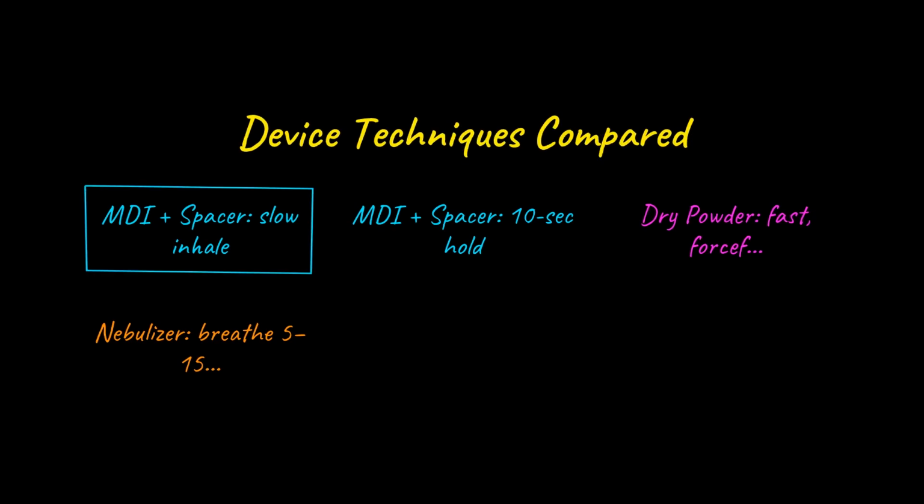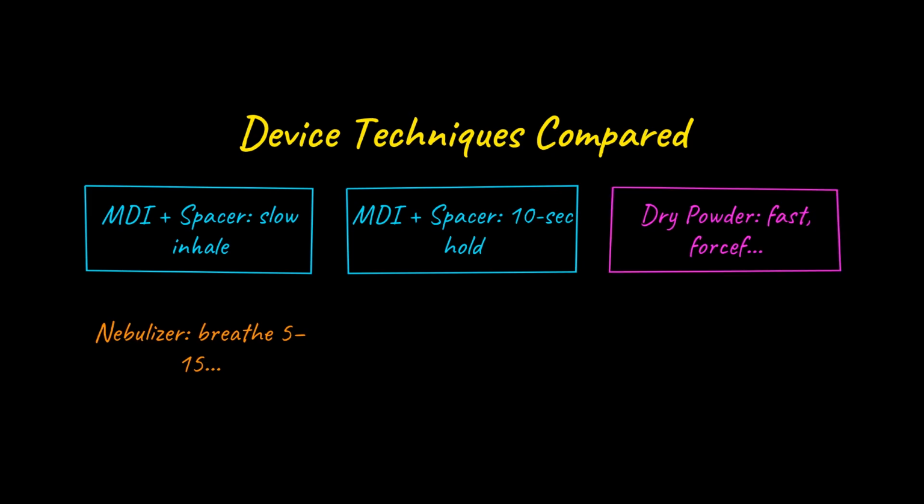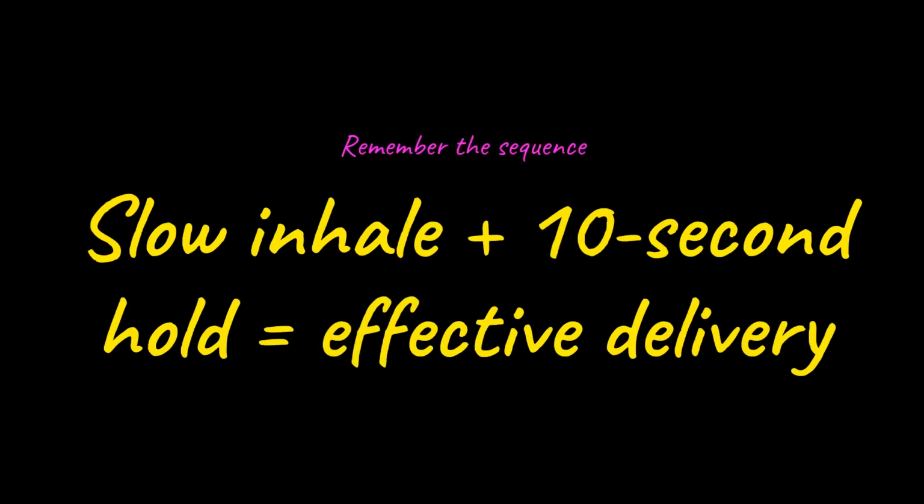It is critical not to confuse devices. Dry powder inhalers require a fast, forceful inhale, the opposite of the MDI spacer technique. Nebulizers deliver a continuous mist over several minutes. Each device demands its own technique, and mixing them up means the medication never reaches the lungs. When you see metered dose inhaler with spacer on an exam, think slow, steady inhale and a 10-second breath hold. That combination is what separates effective aerosol delivery from medication lost in the throat.